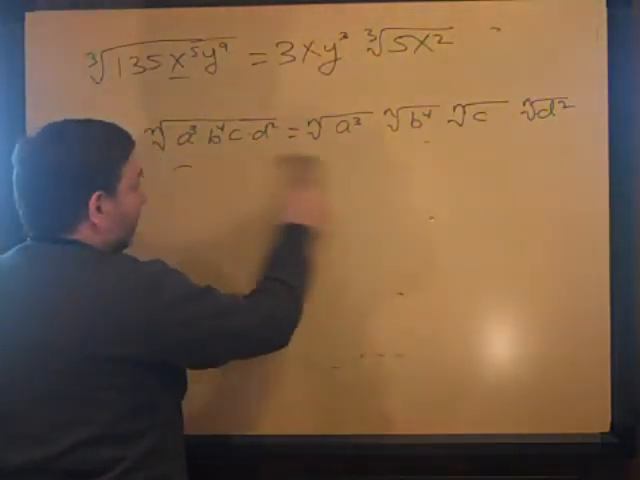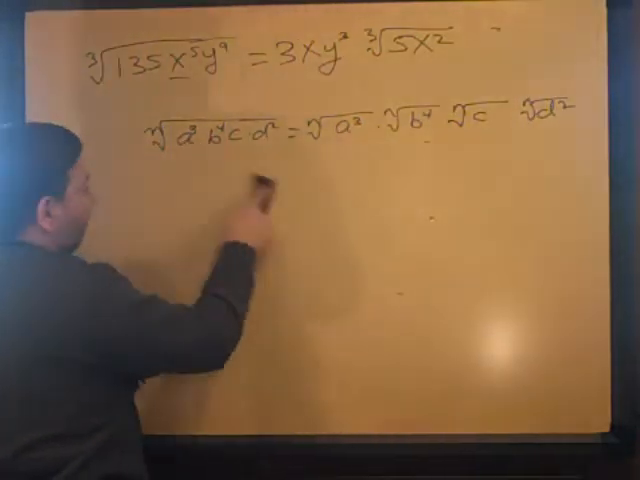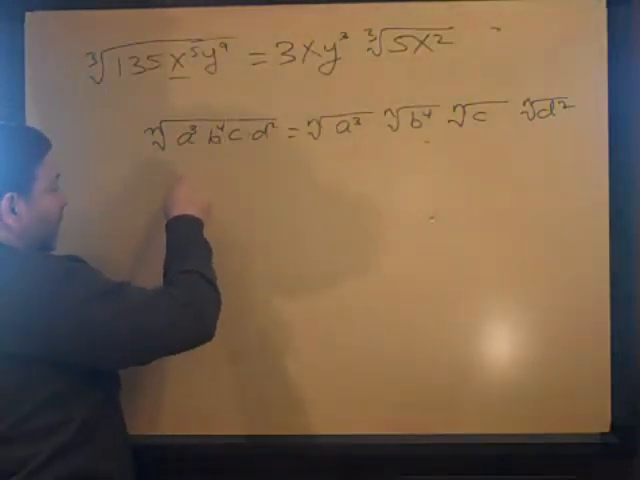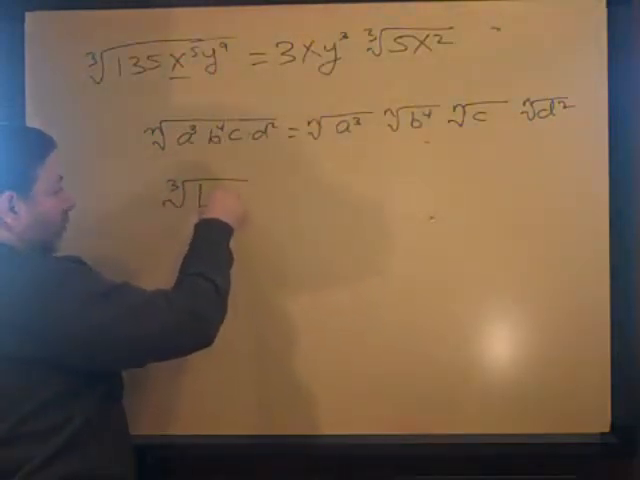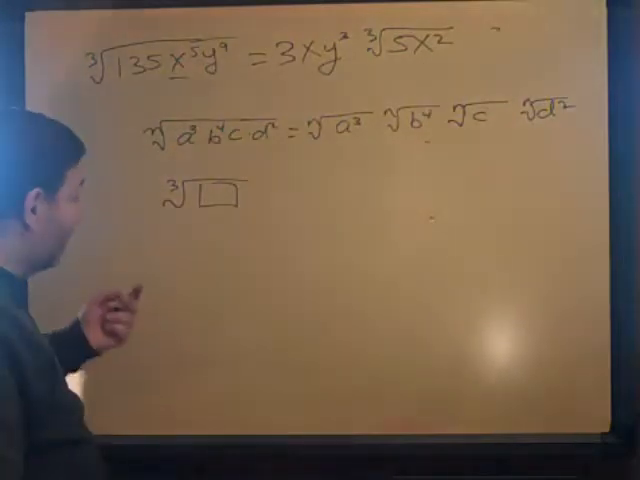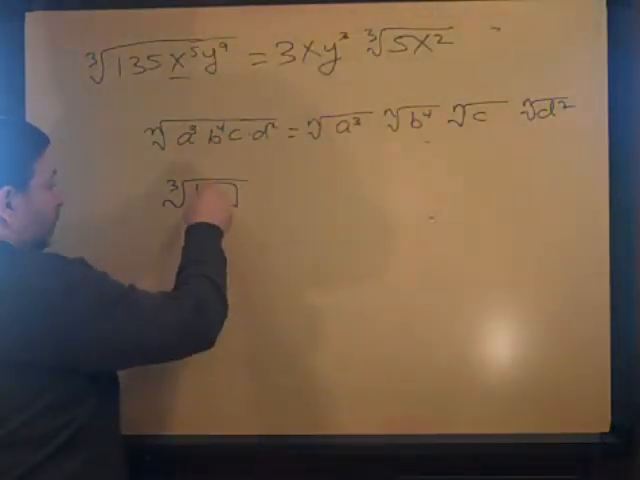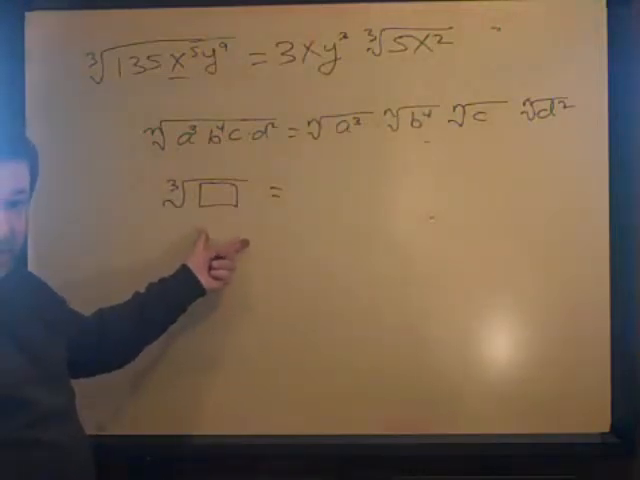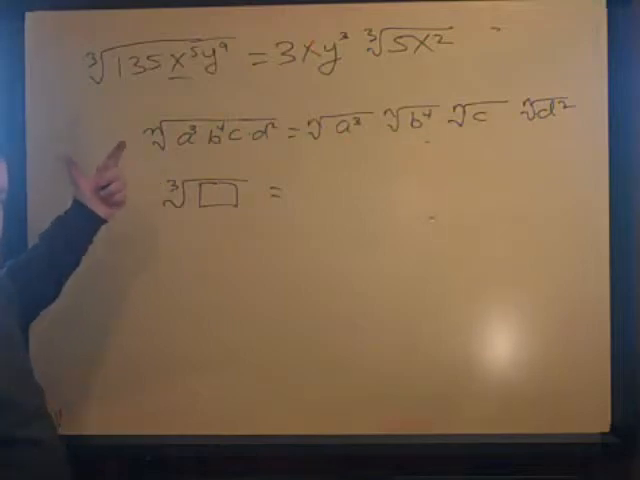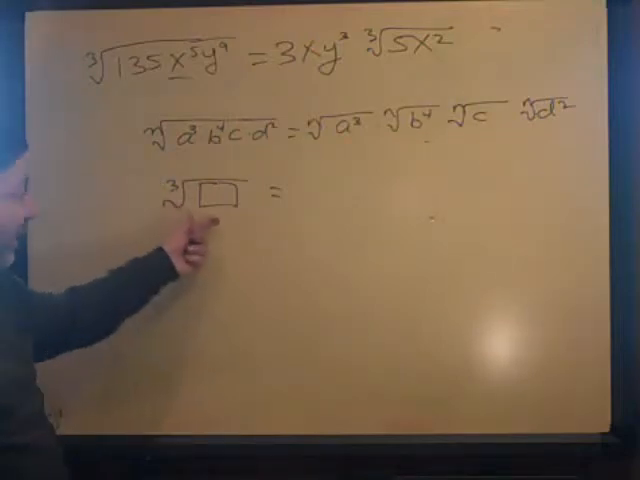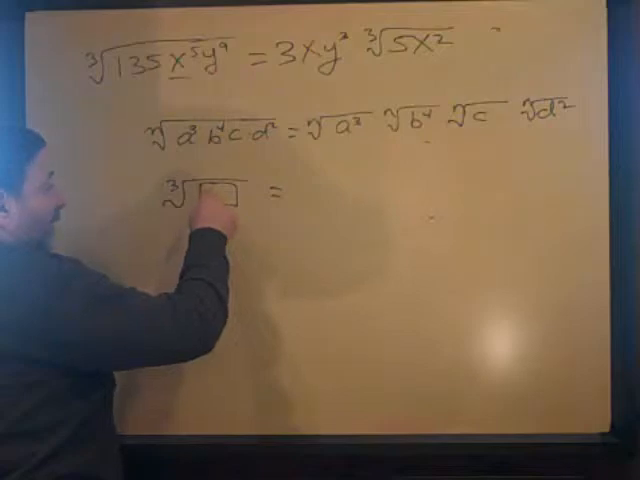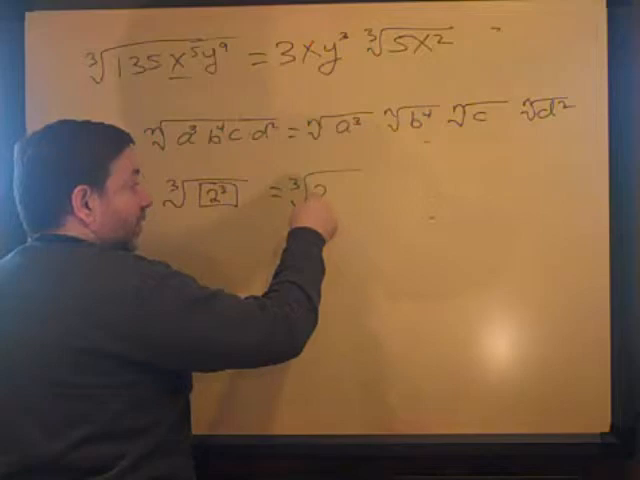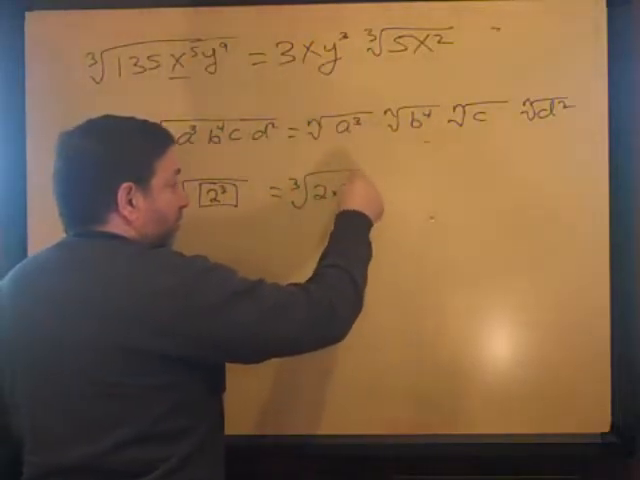The next thing I want to talk about is exactly what does it mean to take the cube root of something. What does it mean to take the cube root of whatever that is? Well, this is asking a question. What do you multiply by itself 3 times to give me that? What one thing do you multiply by itself 3 times to give me this?